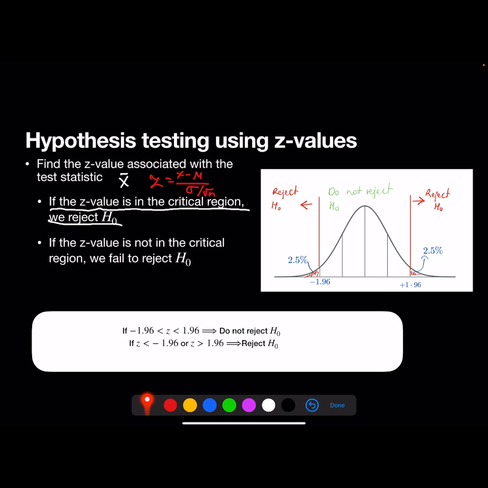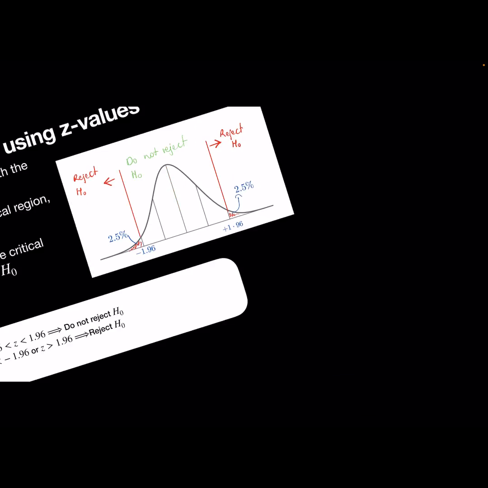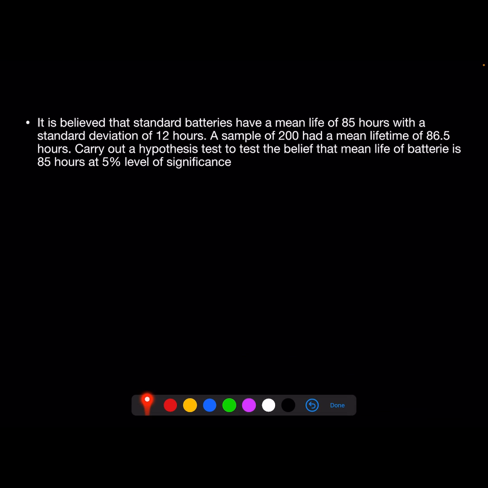And this is the rule. The rule for hypothesis testing using z values is as follows. If the test statistic is between minus 1.96 and 1.96, we do not reject the null hypothesis. If the test statistic is less than minus 1.96 or more than plus 1.96, we reject the null hypothesis. So how does it look in actual application? Well, in this problem, we have the following statement.